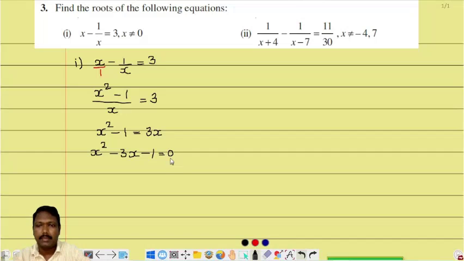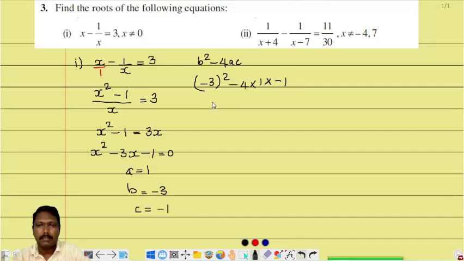Now you can find the discriminant b squared minus 4ac. So what is a? a is equal to 1, the coefficient of x squared is 1. b is equal to negative 3. And c is equal to what? c is equal to negative 1. Now b squared will be negative 3 squared minus 4 into a. What is a? Here 1. Into c. What is c? Here minus 1.